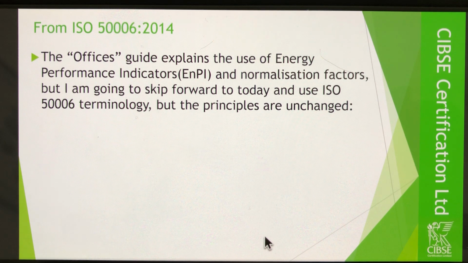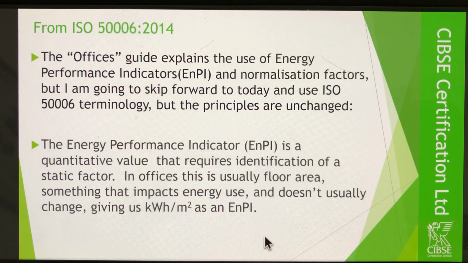So just to use a bit of terminology from the standard, the old Offices Guide explained the use of EMPIs. Principles are unchanged, but the modern terminology talks about the energy performance indicator being a quantitative value that requires identification of a static factor. So in offices, I'll probably use offices as an example quite a lot because that's fairly widely applicable. We normally use floor area. It's something that impacts energy use. The bigger the building, the more energy, and it doesn't usually change. So that gives us kilowatt hours per metre squared as an energy performance indicator.